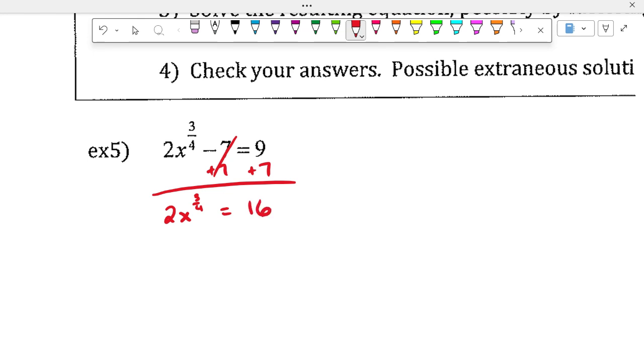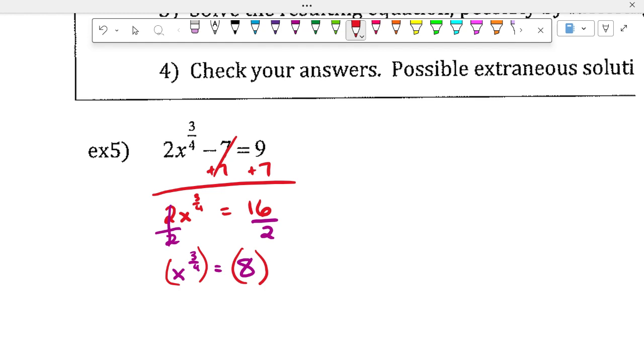Now, what's next in SADMAP? What do I take care of? The multiplication. The 2 is the multiplication here. How do I get rid of it? Divide both sides by 2. x to the 3/4 is equal to 8. Now, this is where it differs. I'm going to raise this to the opposite power, which is just a reciprocal.